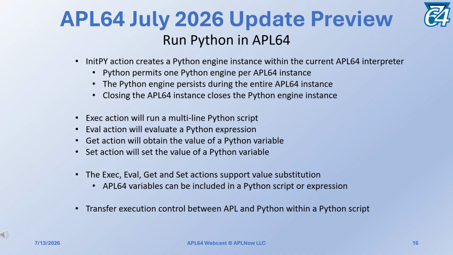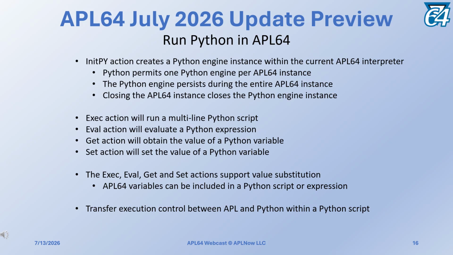The new APL64 QuadPy system function can be used to run Python scripts in APL64. The APL64 QuadPy system function can create an instance of the Python engine within the current APL64 interpreter instance. The Python engine created using QuadPy persists during the entire APL64 instance. When an APL64 instance is closed, the Python engine, if any, is disposed.